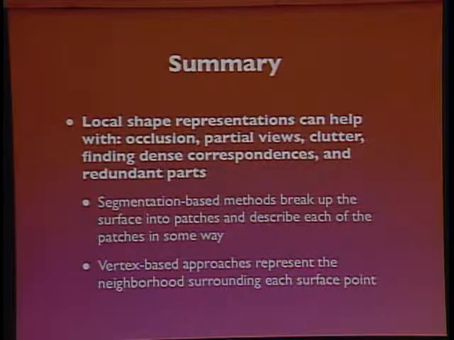So just to summarize, local shape representations can be helpful for dealing with occlusion, partial views of an object, clutter, finding dense correspondences, and for dealing with the fact that some objects have redundant parts if they are in the same category. Segmentation-based approaches chop up the object into discrete segments, and vertex-based approaches represent the neighborhood surrounding each surface point so that they are highly redundant.